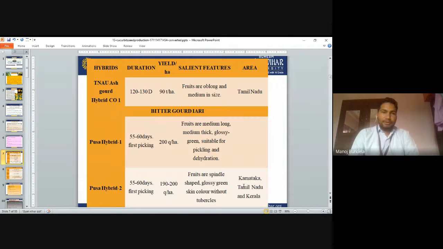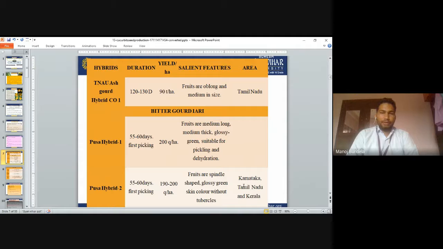Next are the hybrids developed, like first is TNAU, the ridge gourd hybrid CO1, developed by TNAU. The duration is 120 to 130 days. The yield is 90 tons per hectare. The salient feature is that the fruits are oblong and medium in size. It is mainly grown in Tamil Nadu.